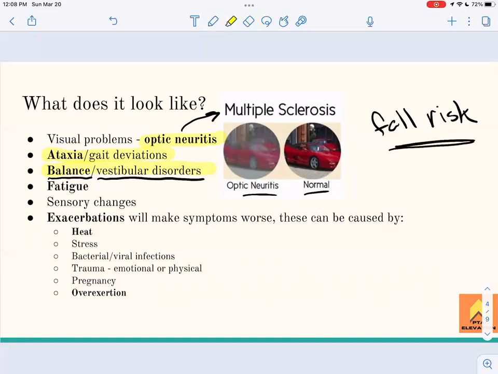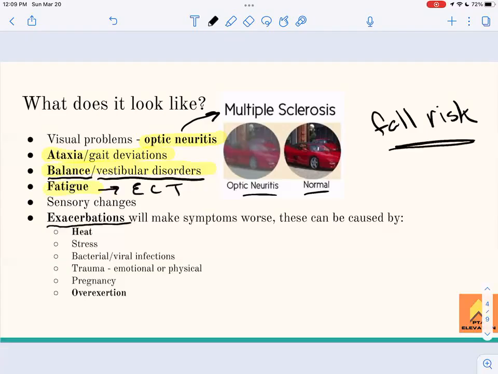The biggest thing with them is they're going to exhibit a lot of fatigue. When we see fatigue, that means we have to use our energy conservation techniques, because their muscles aren't working the way they're supposed to. It takes a lot of energy for them to move their muscles, so they get tired really quickly. And remember, if they get tired, they could have an exacerbation. We don't want that. Exacerbations mean that the disease is progressing and getting worse.